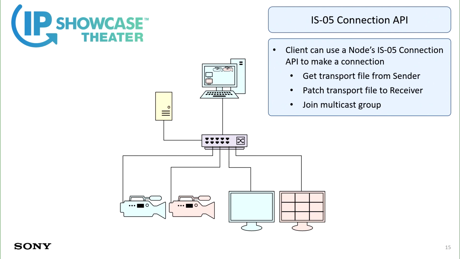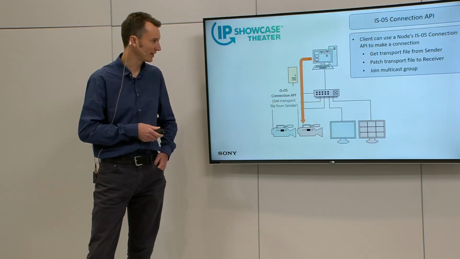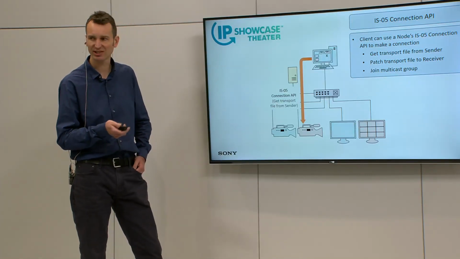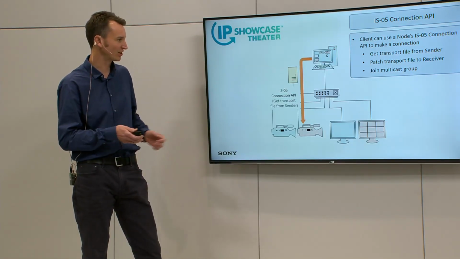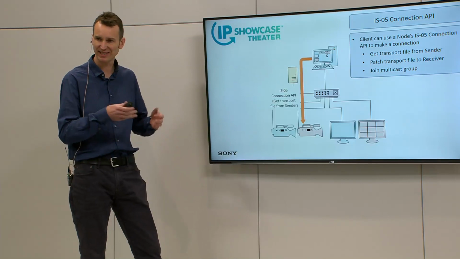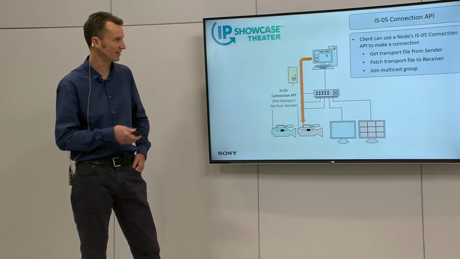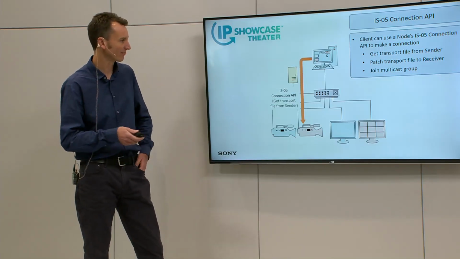And first of all, if it wants to make a connection between a sending node and a receiving node, it will get the transport file by using the connection API of the node that has the sender as a sub-resource. This transport file is typically something like a session description protocol file. It's an SDP file, and it contains all the information that the receiver will need to make itself ready to receive the media stream from the sender. Things like, for a video, that could be the format, the frame rate, and so on.